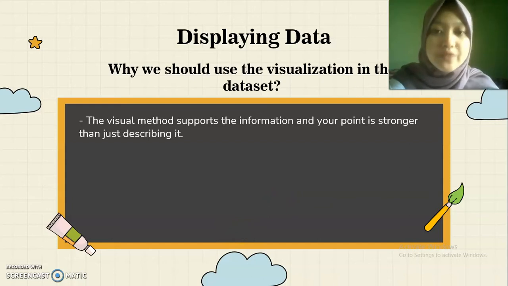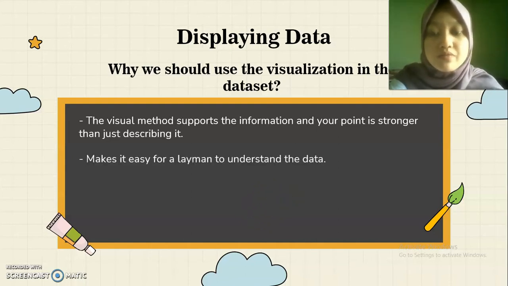The first is the visual method supports the information, and your point is stronger than just describing it. This is true because when we do some visualization, your point is stronger than just describing it. For example, the displaying data can be the proof or empirical evidence for your information or your data, and it makes it easy for a layman to understand the data.